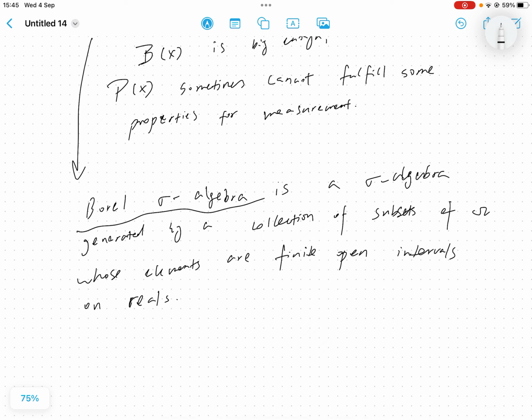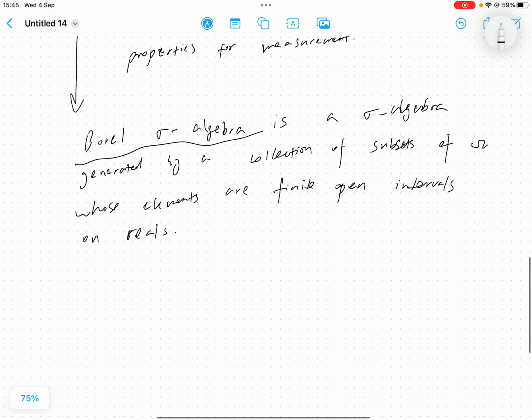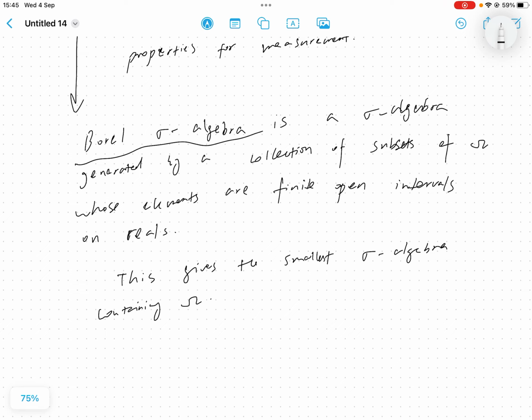So that's pretty simple, straightforward. This, in turn, gives us the smallest sigma algebra containing the omega, right? That would be the most efficient one, right? So that's the smallest sigma algebra containing the omega. Okay, so that's the Borel sigma algebra.